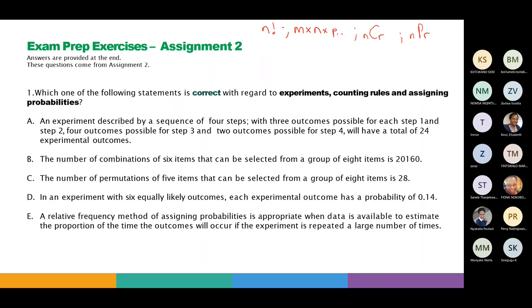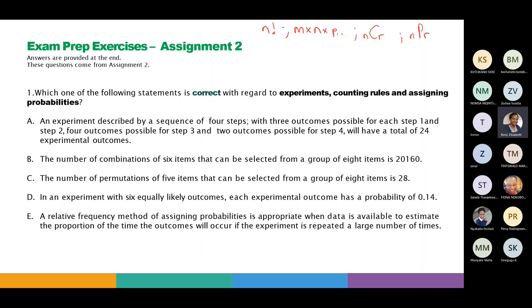Number B, the number of combinations of six items that can be selected from a group of eight items is. Number C, the number of permutations of five items that can be selected from a group of eight is.